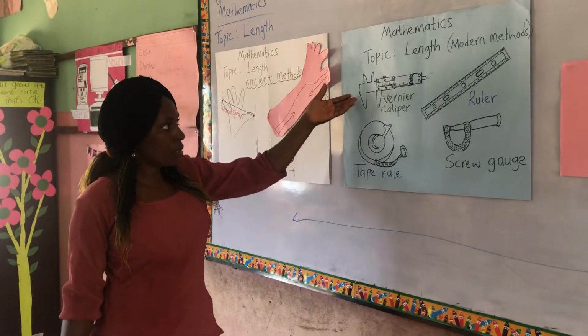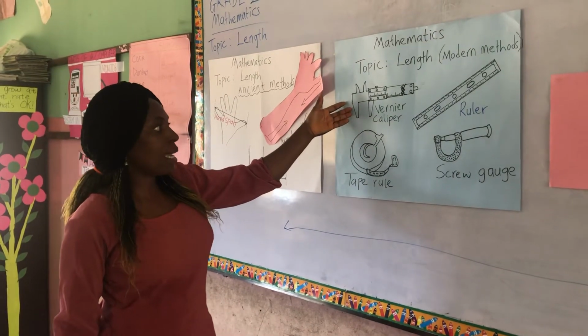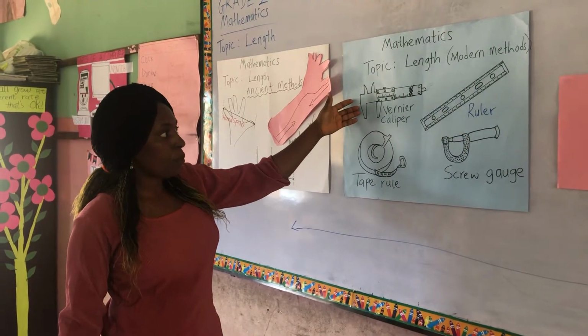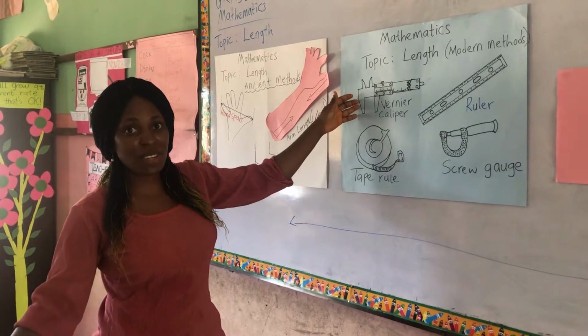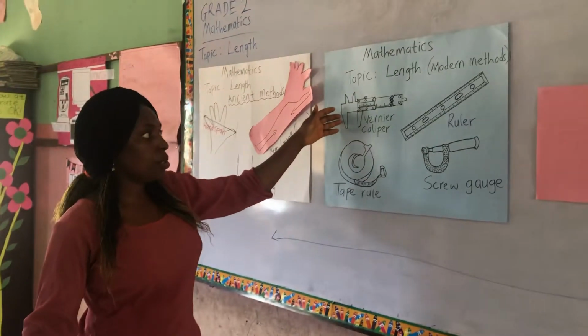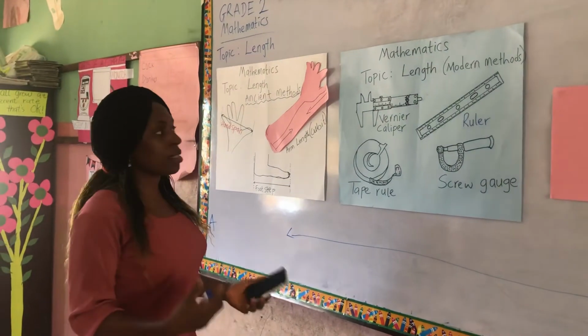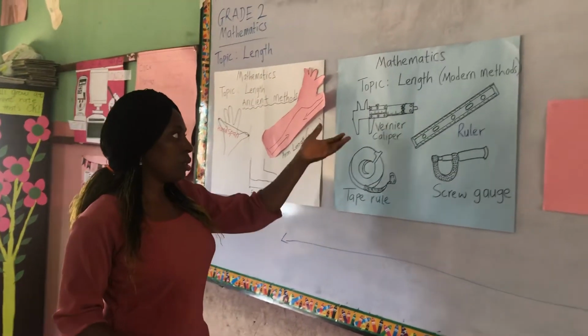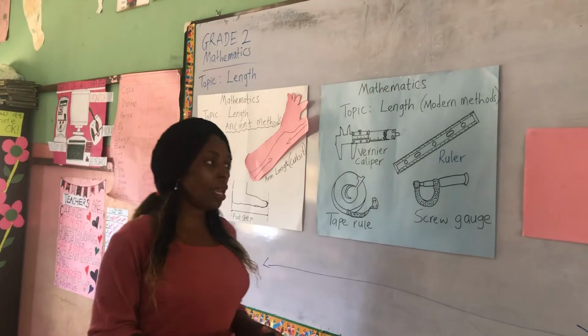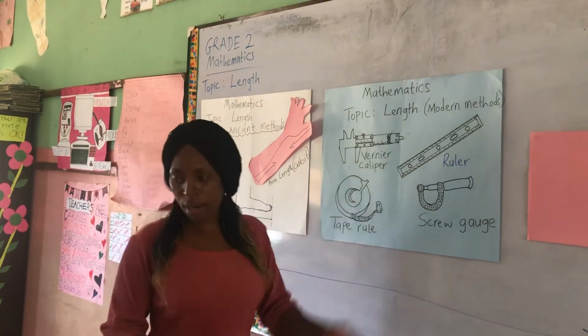We have what is called vernier caliper. I'm sure you have not seen this at this your level, but you're going to use it when you begin to do practicals in your physics and chemistry. You use the vernier caliper to measure length. We also have the ruler.